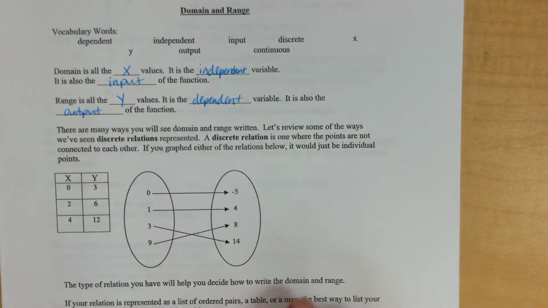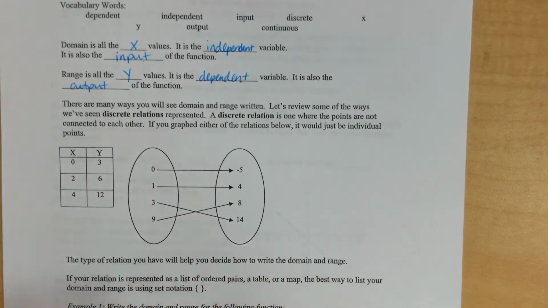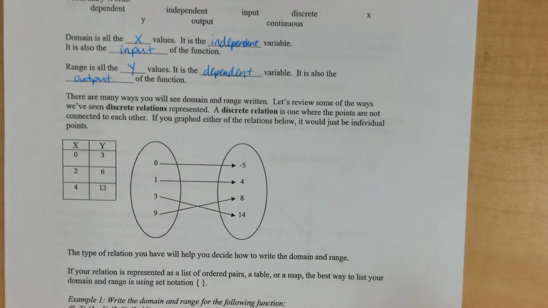Alright, so walking through these notes, there are a lot of different ways that we'll see domain and range written. Just as a review, we've seen discrete relations represented in a lot of different ways. We've seen them as tables, as ordered pairs, as maps, and as graphs. A discrete relation is one where the points are not connected to each other. So if you graphed either of the relations below, it would just be individual points, not connected.